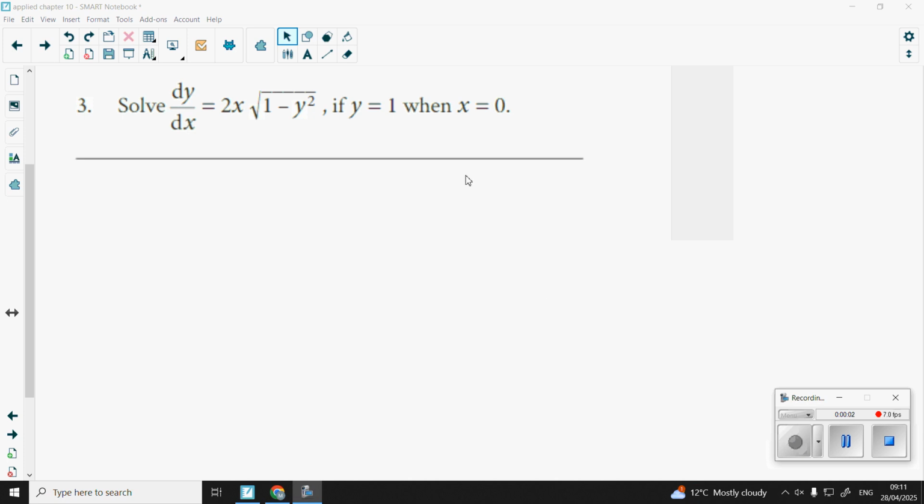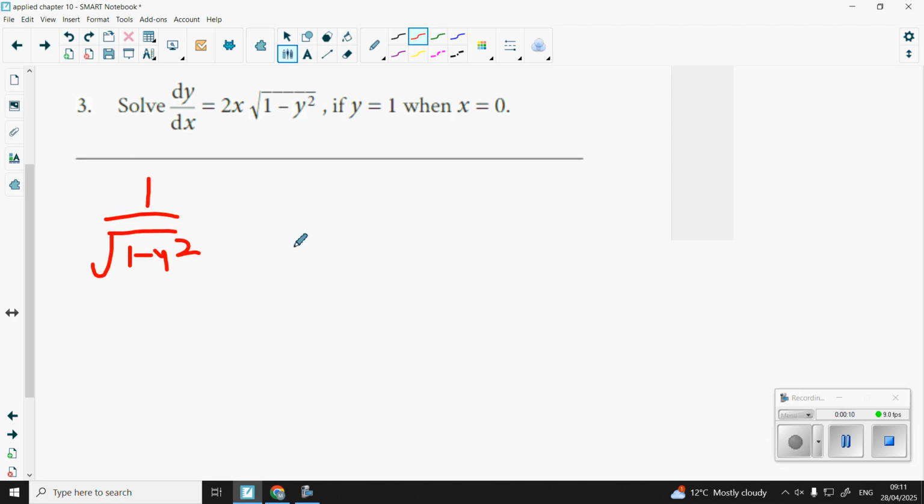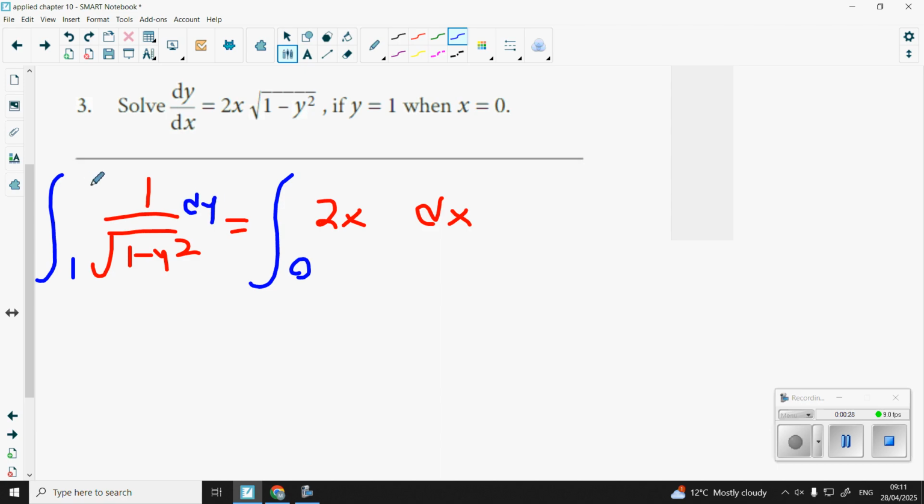Want to go. All right, so we're going to move around this differential equation until we get 1 over 1 minus y squared dy equals 2x dx. We're then going to put in our limits, like so. We're going to have a 0 for x, 1 for y, and then we're going to have a y on top and an x on top.